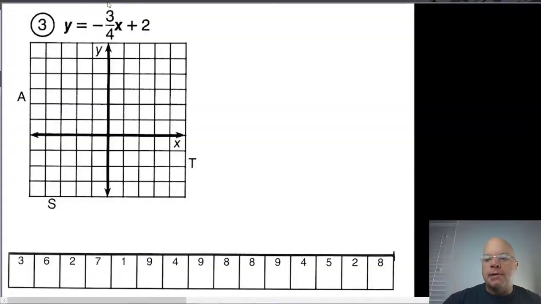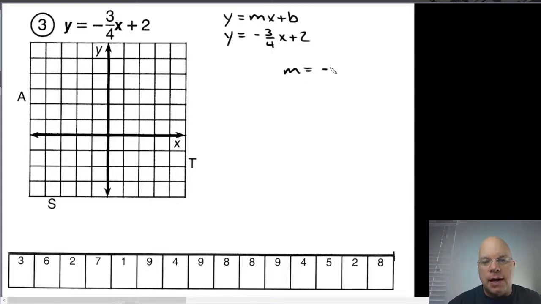Okay, graphing a line that's already written in slope-intercept form is pretty easy once you get the hang of it. So we've got some practice today. The slope-intercept form is y equals mx plus b. And so when you look at the equation for number 3, y equals negative 3/4 x plus 2, it's clear that m is negative 3/4 and b is positive 2.